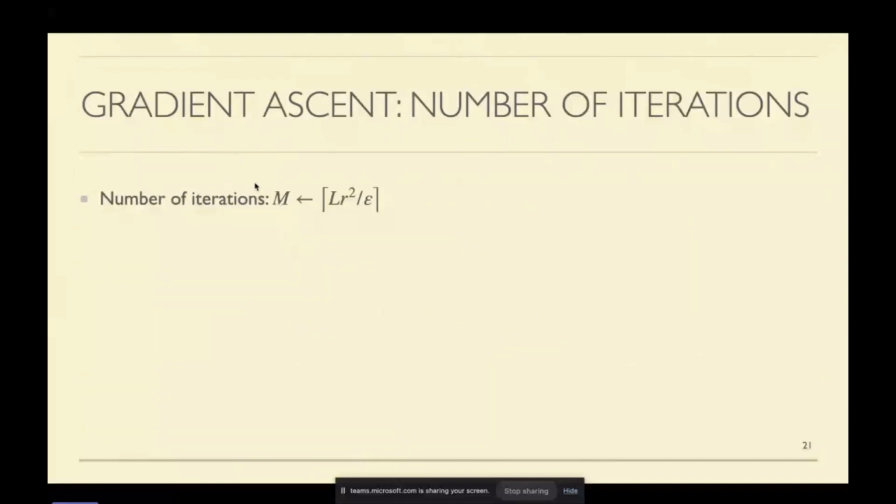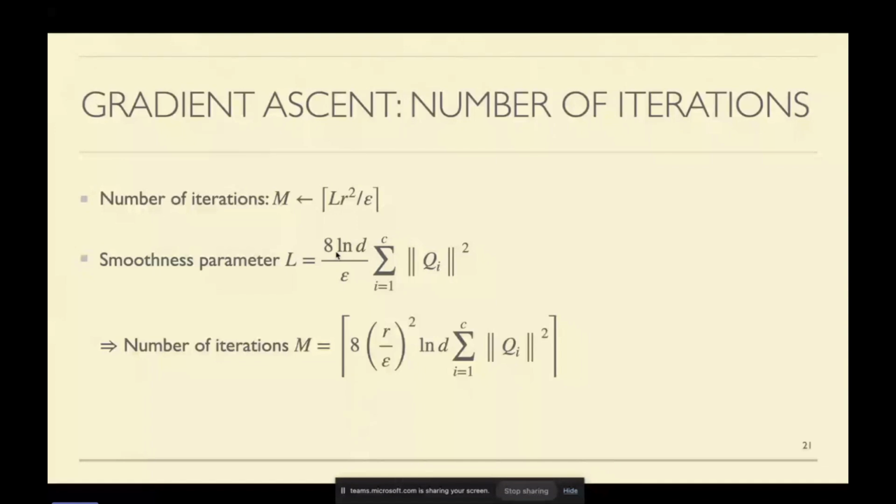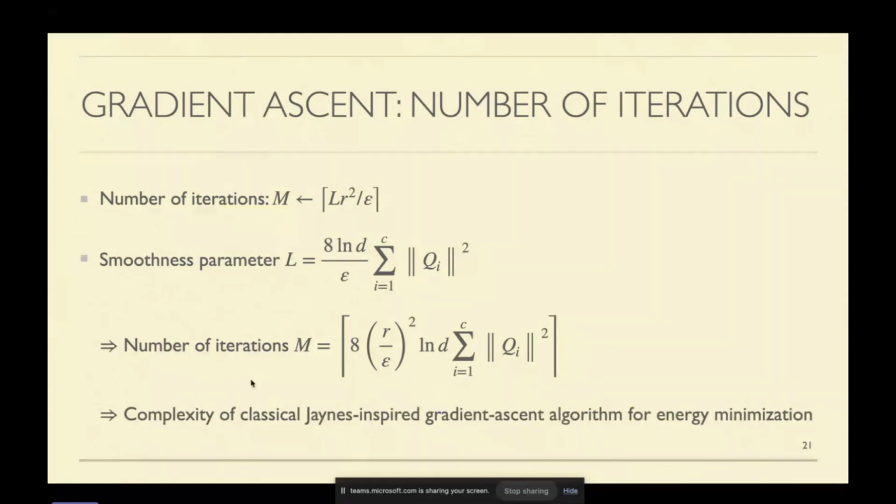If we plug back into the requirements for gradient ascent: previously, we said it's well known in the gradient ascent literature that with this number of iterations, it's guaranteed to converge. If we plug in this choice of the smoothness parameter that we identified in the previous slide, we get that the number of iterations of the algorithm is given by this number. You have radius over epsilon squared log d, and then this sum here. The critical thing is log d. The number of steps is logarithmic in dimension, proportional to the number of qubits. That's very nice, not only for the classical algorithm, but also for the quantum algorithm that's coming. So that's the number of iterations of this Jaynes-inspired algorithm for energy minimization.